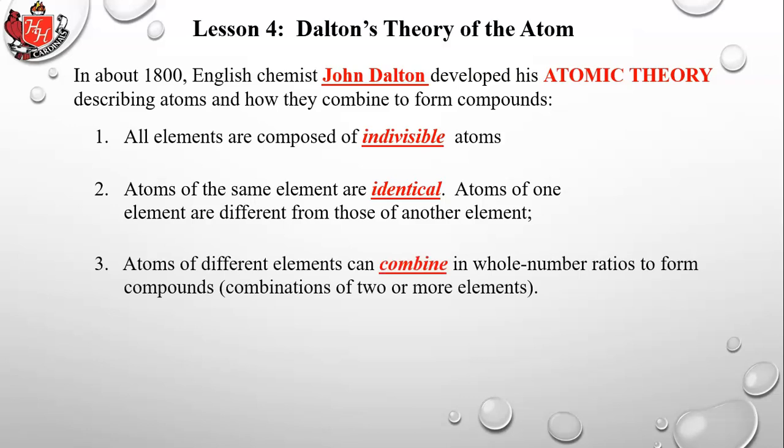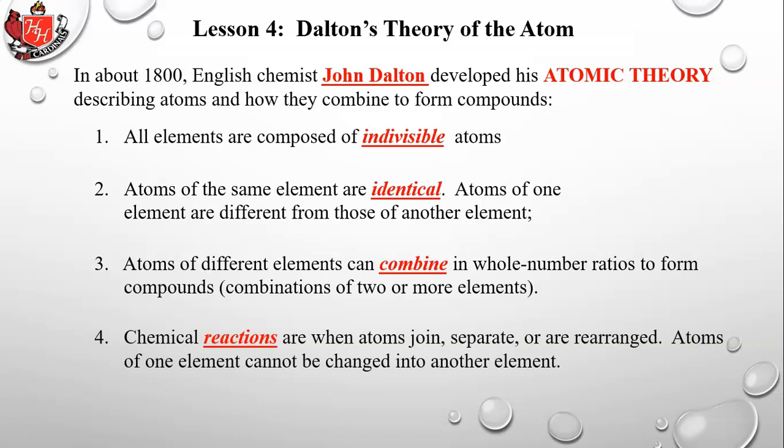Atoms of different elements can combine in whole number ratios to form compounds. That's combinations of 2 or more elements. And 4, chemical reactions are when atoms join, separate, or are rearranged. Atoms of one element cannot be changed into another element.